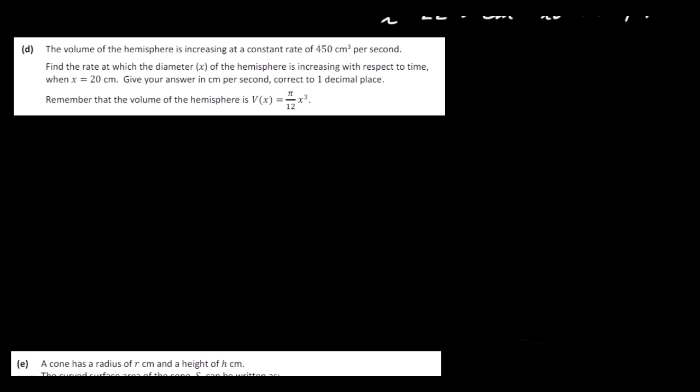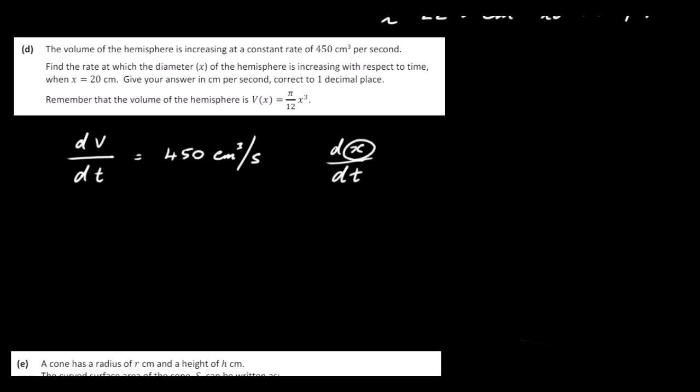Okay, so this is a rate of change type of question involving the chain rule. So let's just write down what we have first. The volume of the hemisphere is increasing at a constant rate, so the rate of dv/dt is 450 cubic centimeters per second. So we have dv/dt. Find the rate at which the diameter x of the hemisphere is increasing. So what we want is dx/dt.